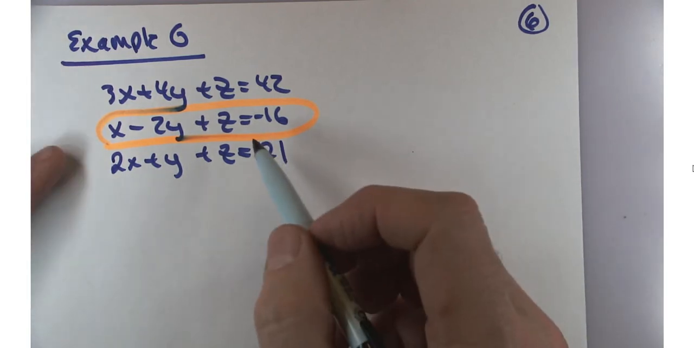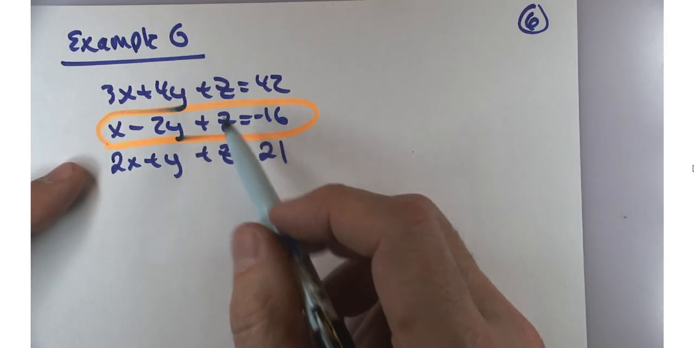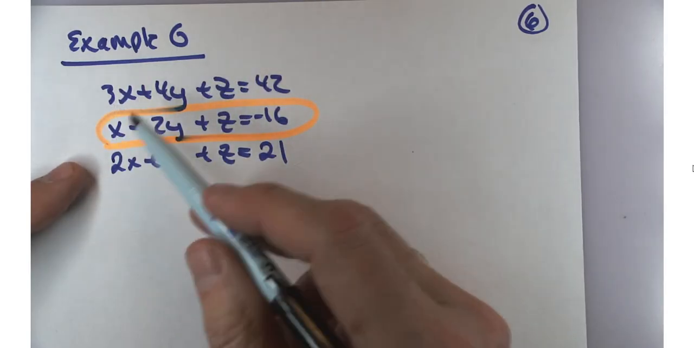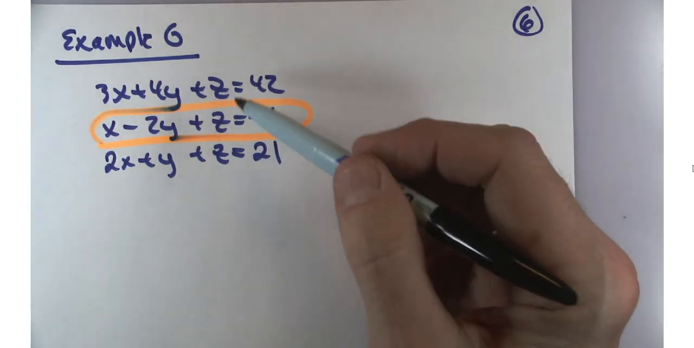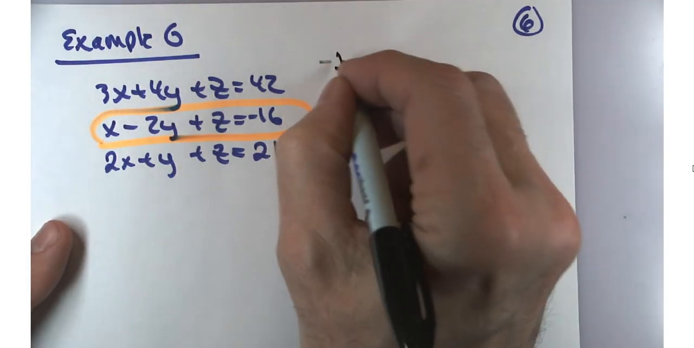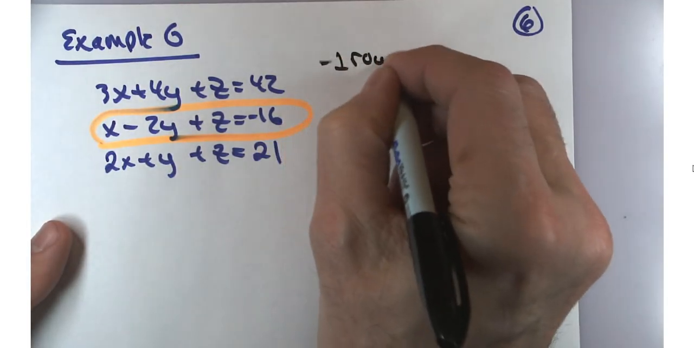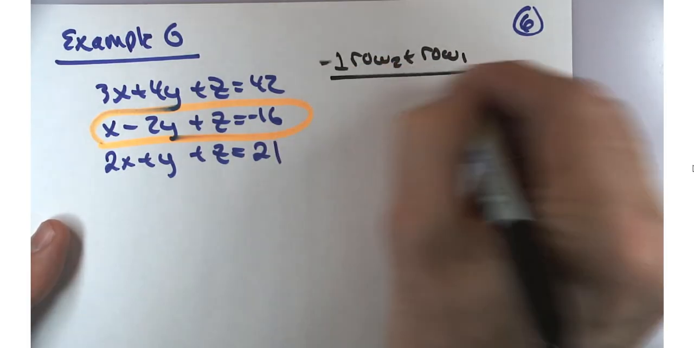Now, with this equation, it's easy to eliminate either the z or the x from the other two equations. Any preferences? Eliminating the z or the x? Yeah, z looks easiest, right? Because you just have to multiply by negative 1. So Stephanie, if I multiply negative 1 times row 2 and add it to row 1, what does that negative 1 times row 2 look like?